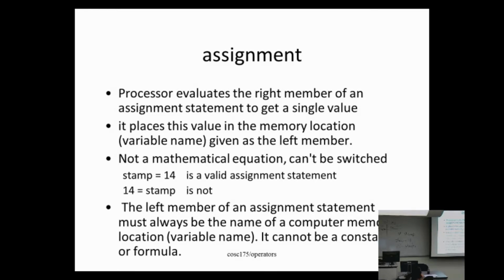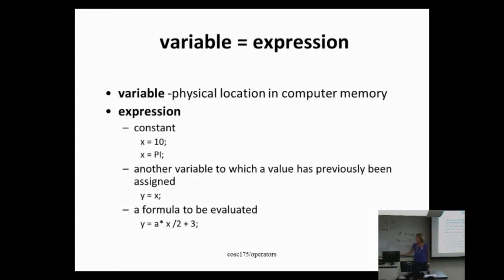So the only thing that can go on the left of an assignment statement is what? A variable. And 14 is not a variable. On the other hand, what is 14? It's a constant. We cannot change 14. So this is invalid. Because if we go back and look, the only thing that can go on the left is one single variable. Does that make sense? Okay.